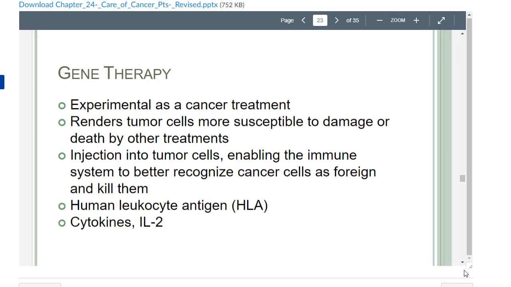And then, of course, your HLA. We all have our own HLA. They're proteins that kind of sit on our cells, and they'll recognize that it's a different HLA and see this as foreign, and again, attack it. All right. And then, of course, I've already talked about cytokines and IL-2.